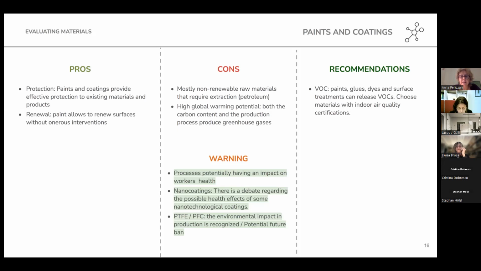And then there are some types of chemicals like PTFE, for instance, that are again undergoing restrictions and potential bans in some areas.